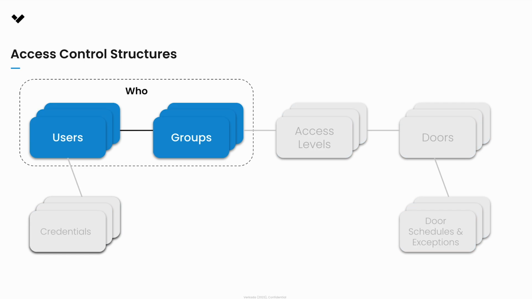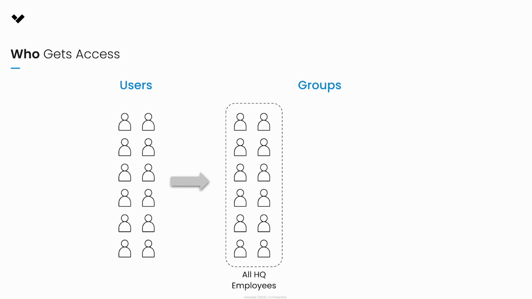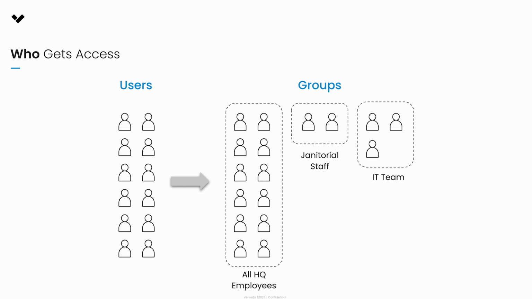First, let's talk about who gets access. In Verkada, you have a single list of all users who need access to any doors in the organization. Each user can then be put into one or more groups based on their access needs. Each user gets all the door access they need from all of the groups that they are in. For example, you might have groups like all HQ employees, janitorial staff, and IT team. Assigning users to these groups helps streamline access management, as you will set door access for the entire group instead of person by person. An individual user can be part of multiple access groups.